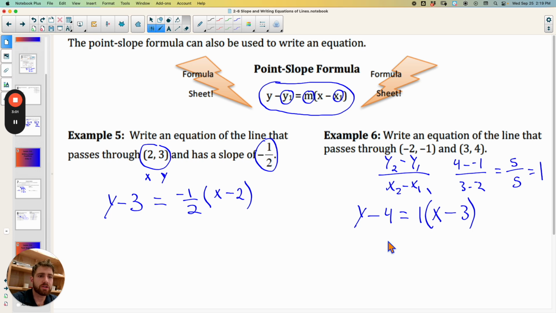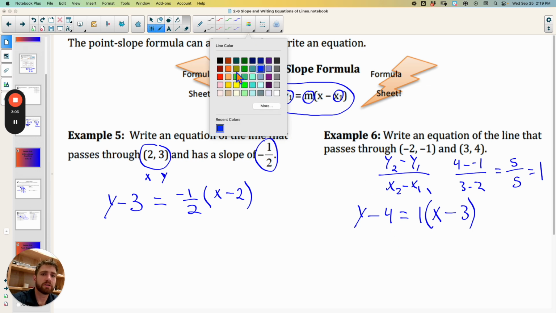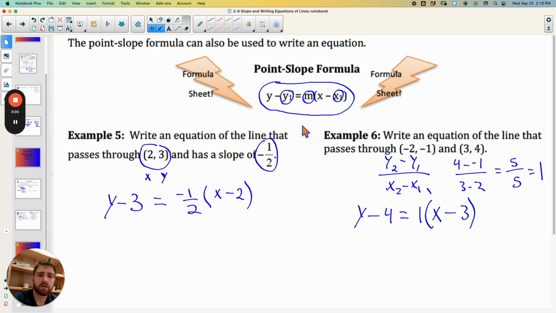Let me change to a different color here, and let me set it up with this one right here. So with this point, we'll do y minus a negative 1 is equal to the slope of 1 times x minus a negative 2. And now, notice what happens here. I get a double negative. So this is really y plus 1 is equal to a slope of 1 times x plus 2. And here is my second equation that I could write.